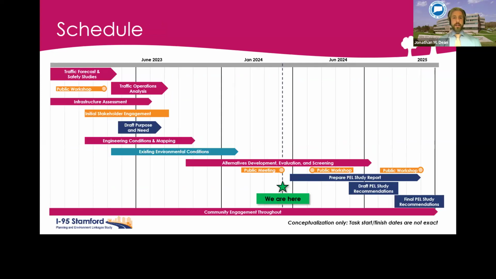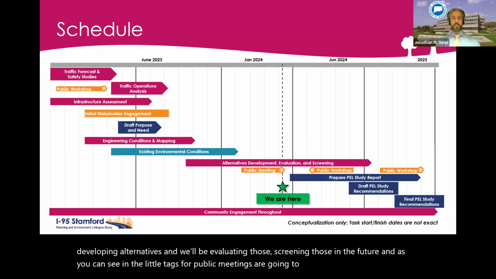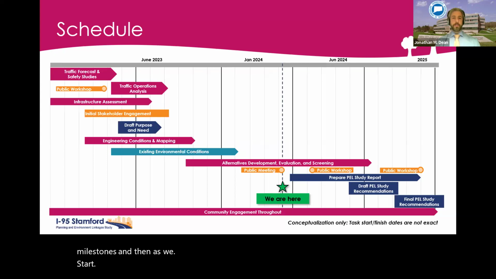So roughly the study schedule, as you can see, we're more or less halfway through. We're currently developing alternatives, and we'll be evaluating and screening those in the future. And as you can see, the little tags for public meetings are going to happen as we complete those milestones, and then as we start preparing the results of the PEL report, as we will call it, and the recommendations resulting from it.